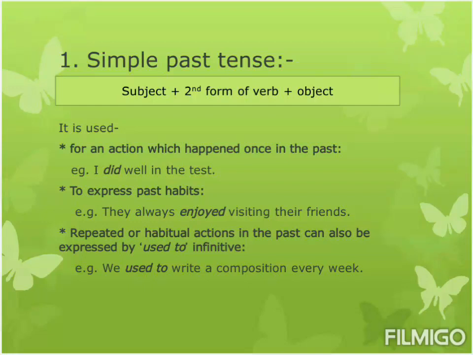Repeated or habitual actions in the past can also be expressed by used to infinitive. We used to write a composition every week. It was my past habit. For this, I can use used to. One thing we should remember is that in negative and interrogative sentences in simple past tense, we use the base form of verb with did.